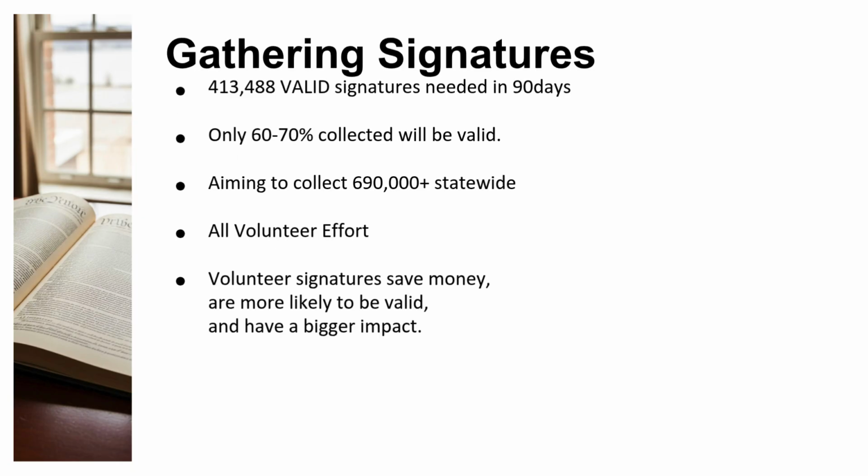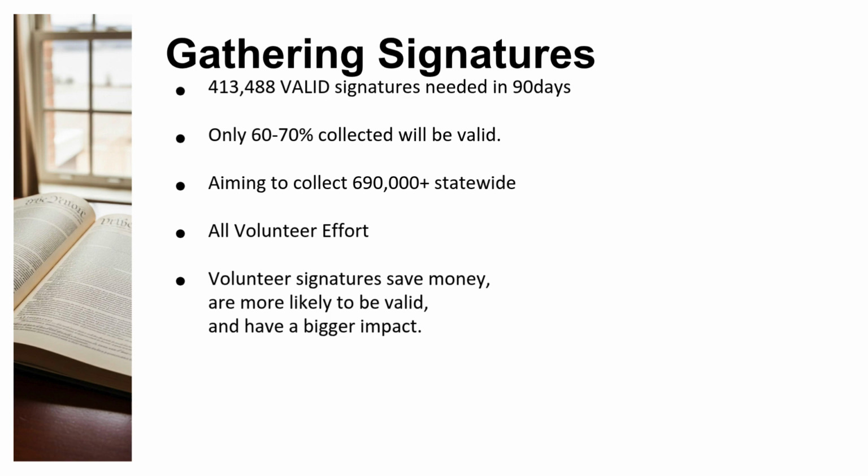So for gathering signatures, we do need to gather 413,000 plus valid signatures in 90 days. Now that's valid signatures. Typically and historically, Board of Elections will disqualify anywhere from 30 to 40% of signatures. So if we only have 413,000 and they disqualify 40%, then we will fall short. So we are aiming to collect almost 700,000 signatures. That should cover the percentage that they typically will invalidate.